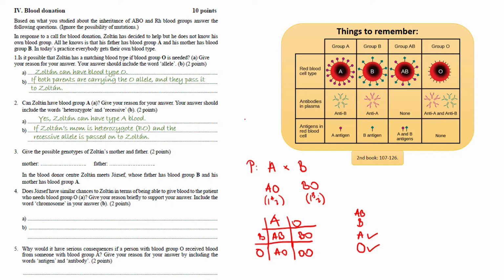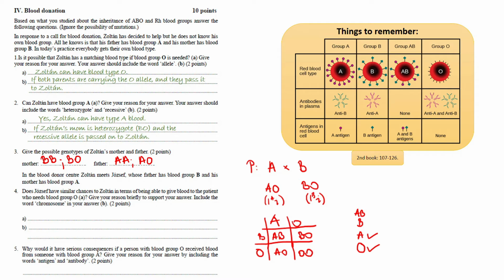Give the possible genotypes of Zoltán's mother and father. So as for the mother, she has blood group B. So basically, the possible genotypes are the following: homozygous dominant or heterozygous. And for the father, same conditions can be mentioned. In the blood donor center, Zoltán meets József, whose father has blood group B and his mother has blood group A. Does József have similar chances to Zoltán in terms of being able to give blood to the patient who needs blood group O? Give your reason briefly to support your answer. Include the word chromosome in your answer.